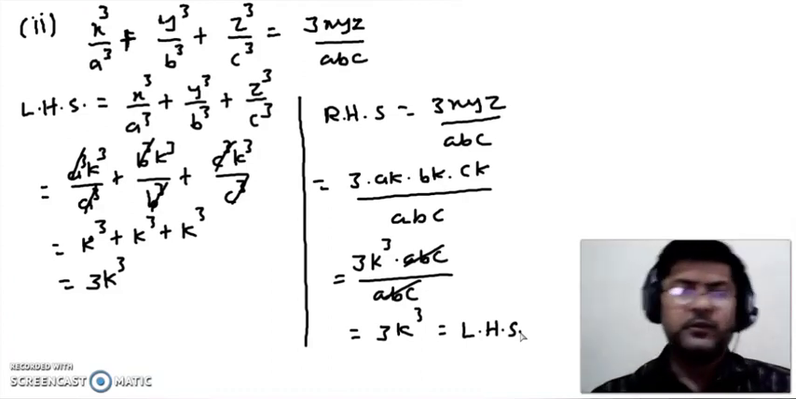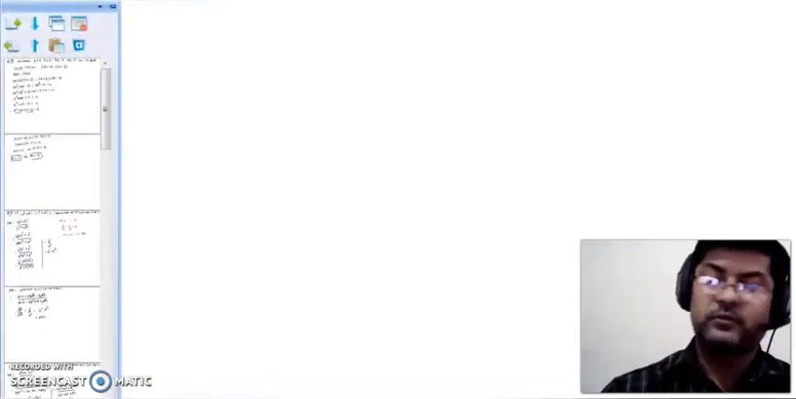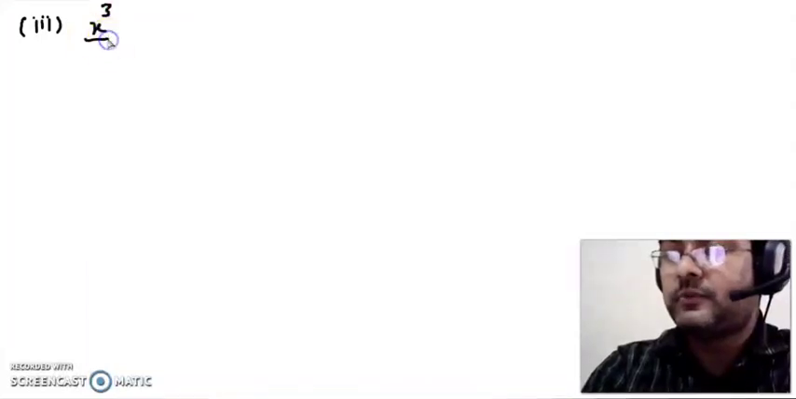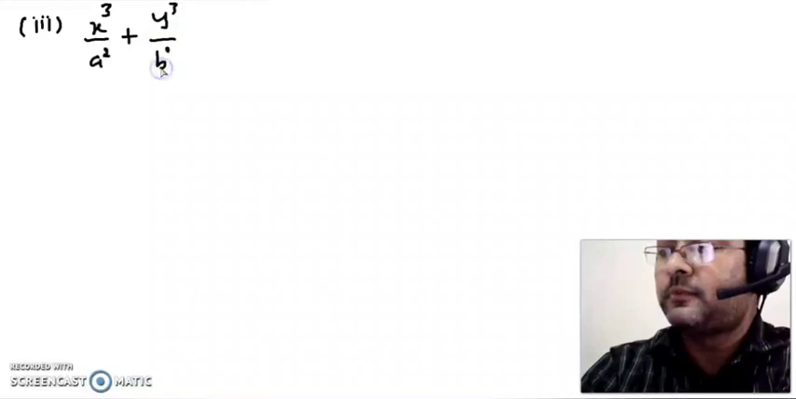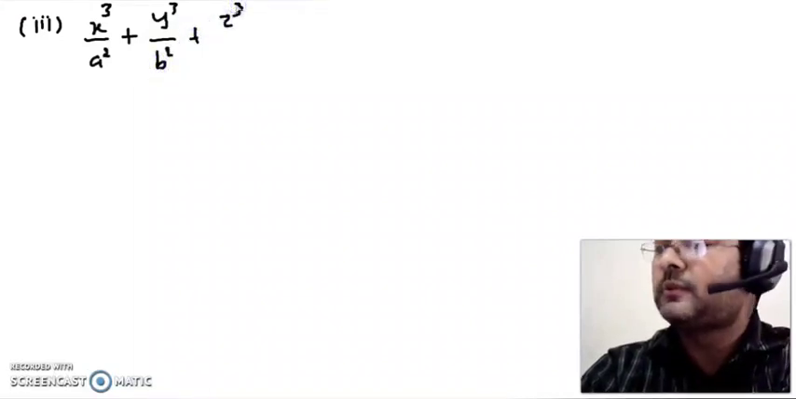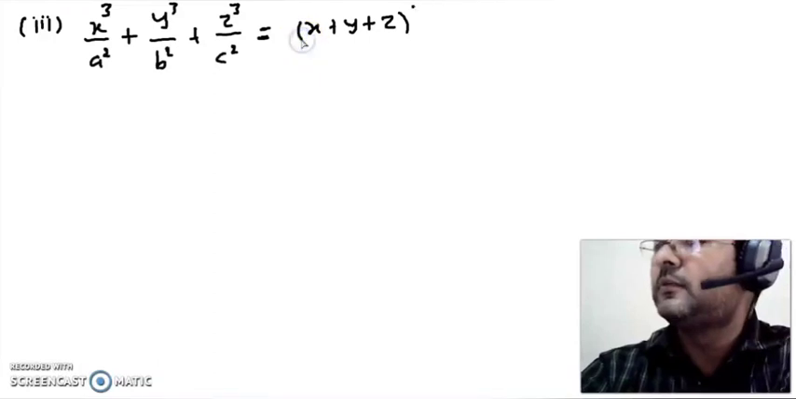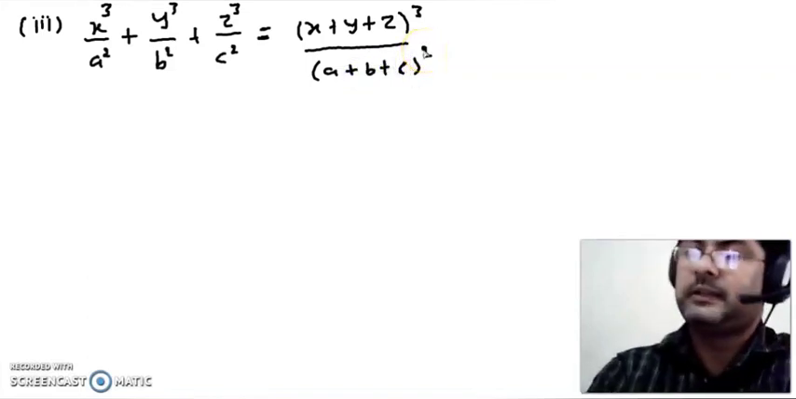Now let us solve number 3, question number 14, third part: x cube upon a square plus y cube upon b square plus z cube upon c square is equal to x plus y plus z the whole cube upon a plus b plus c the whole square.